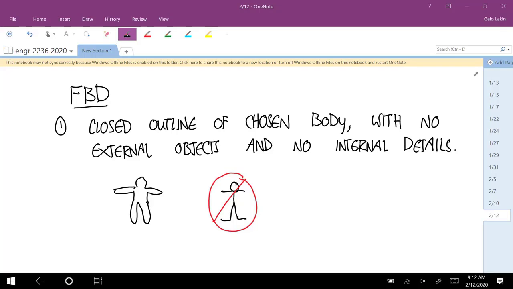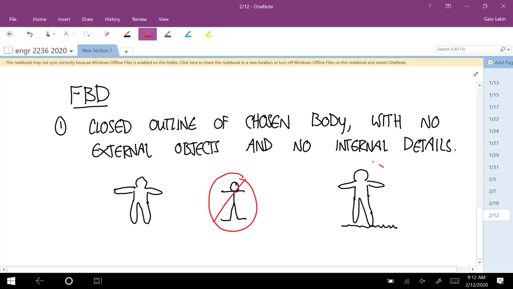And no external objects means don't do that. And you can do that, but that's not a free body diagram.